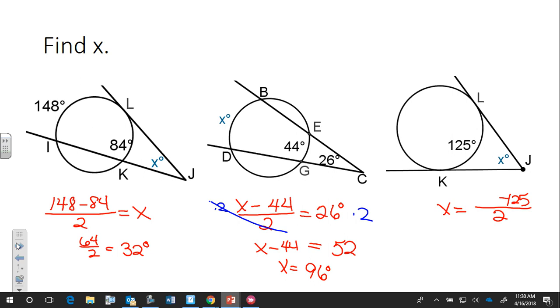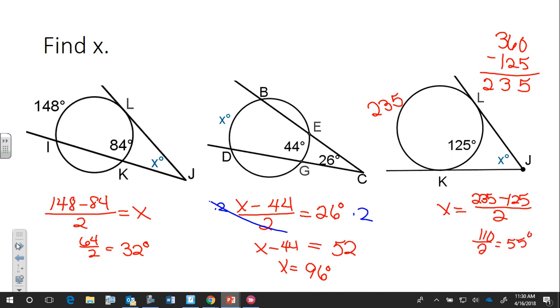Yes. How many degrees in a whole circle? 180. Oh, wait, you did 180 minus 125. Not 180, but 360. So 360 minus 125 will give us our major arc. And then if 235 is our major arc, we plug it in here. Big arc minus small arc. 235 minus 125 is 110 divided by 2. 55. Easy, right?